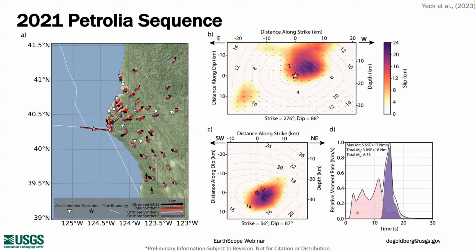So this initial offshore rupture had a lower overall moment rate and a longer duration compared to this more impulsive onshore rupture in purple. And so it raises an interesting question of whether this is two different earthquakes that are somehow triggered, or if this is just a complex multi-fault rupture.